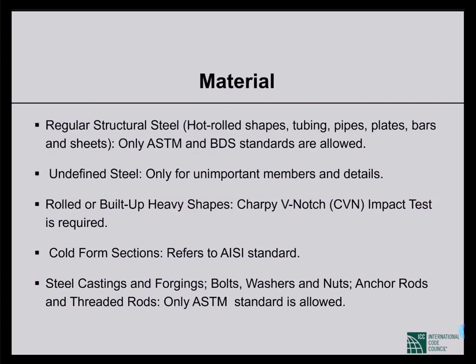Now next comes material for different types of steel sections, like hot roll sections or cold form sections or built up sections or castings or forgings. All the standards that are mentioned in this chapter are either ASTM standards or BDS standards. There is no mention of any other standard, and interestingly, no other standards are basically allowed. Only ASTM and BDS standards are allowed.